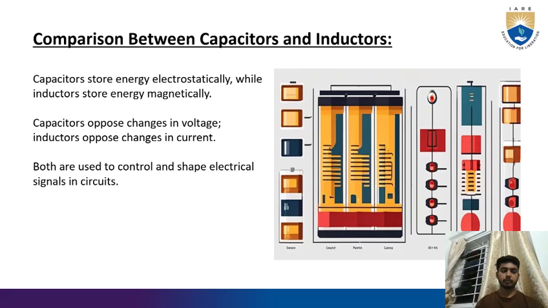A capacitor behaves in AC circuits by passing high frequency signals. An inductor behaves in AC circuits by passing low frequency signals. Capacitors are used for filtering, tuning, and coupling. Inductors are used for filtering, energy storage, and tuning. Together, capacitors and inductors are used in LC circuits, which are fundamental to oscillations, filters, and signal processing devices.